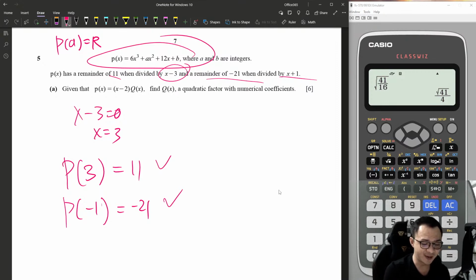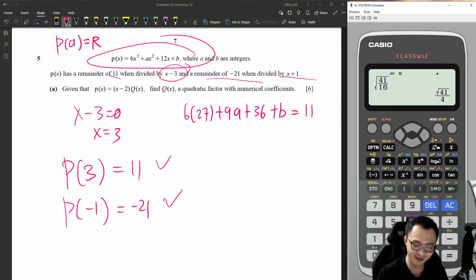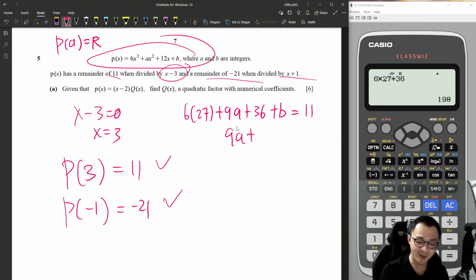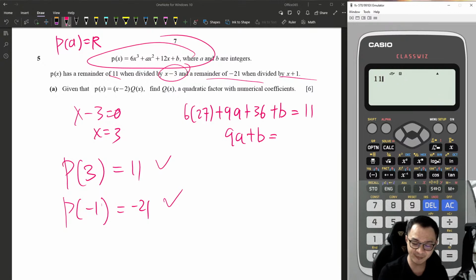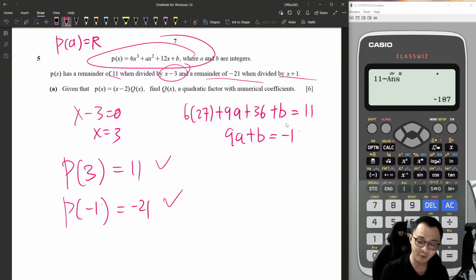So I will get 627 plus 9a plus 36 plus b equals to 11. I straight away plug my 3 into all the x. So you might be a bit burned out when you see this, but if you look carefully, it should be fine. So 9a plus b equals to 11 minus this answer, negative 187. I'll leave it like this first.